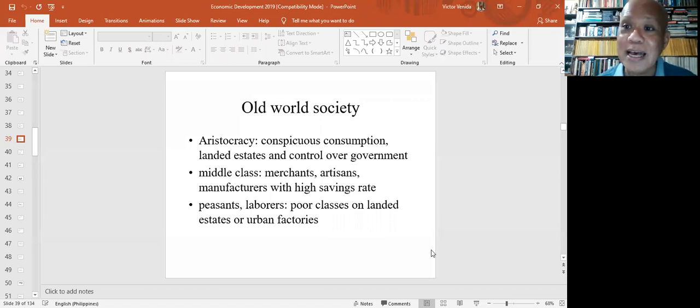Okay. Middle classes were merchants, artisans, and manufacturers. These are the business people. So in Europe, when they say, oh, you have a very middle class attitude, it's the attitude of people who are in business. Mostly merchants, artisans, and manufacturers. These people are the ones that manufacture and sell goods.